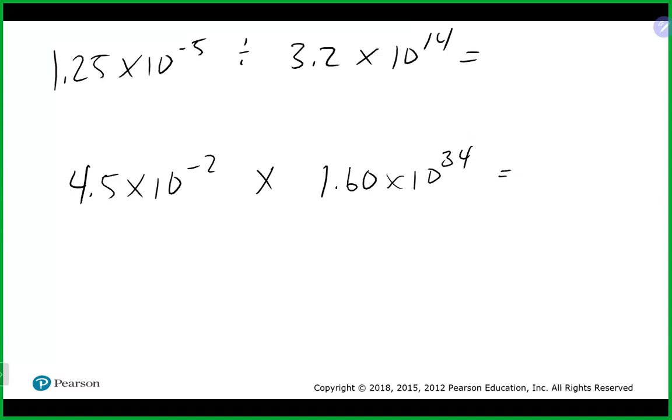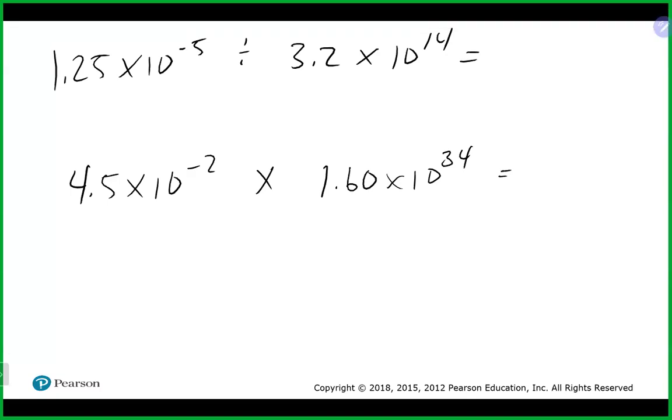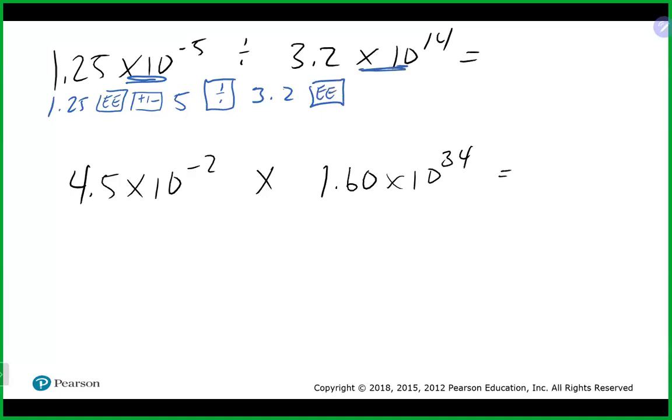All right, so let's take a look and see. We'll start with the first one here. So if I was going to punch this into my calculator, and again, I had the EE button or the EXP button, this is what I would punch in, I think. All right, so I would go with 1.25. I would hit my exponent button, which stands for this part of it. I would do my negative as it's a negative exponent, and 5. I would hit my divide button. I would go 3.2, once again hitting my exponent button, which is this part. This is actually a positive exponent, so I don't need the negative button here. I would just need 14 and maybe a little equal.